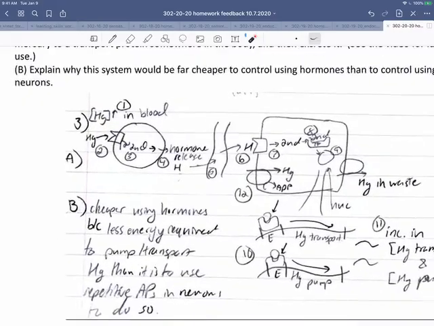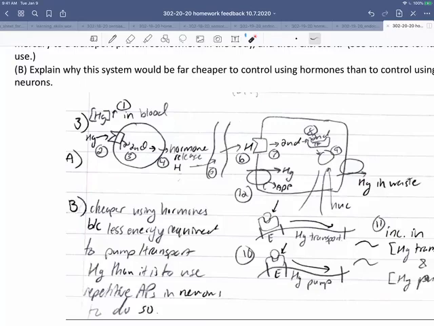Here's another version. Mercury in the blood binds here, second messenger pathway. Here's the hormone release, and here is another second messenger pathway, activated transcription factor. Here's our ideally phosphorylated transcription factor, and that is doing two things. It's making a mercury transport protein, and it's making the mercury pump. Here's the mercury pump, which is moving mercury out of the extracellular fluid.